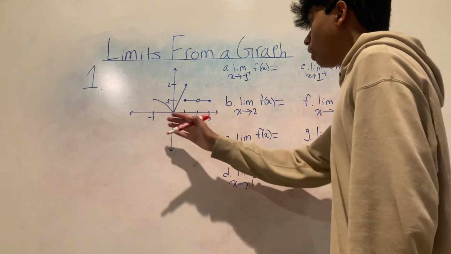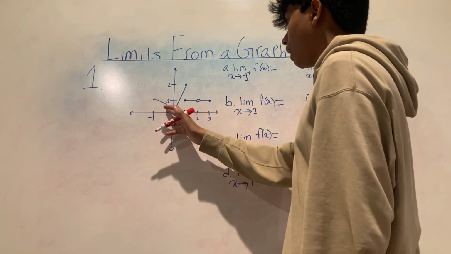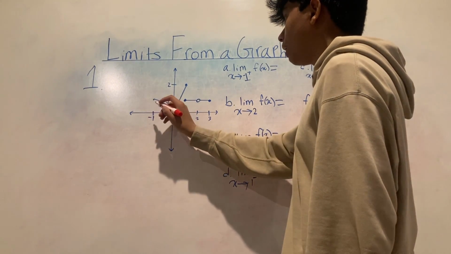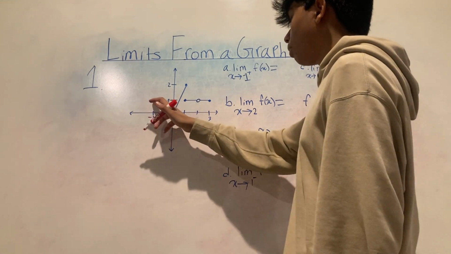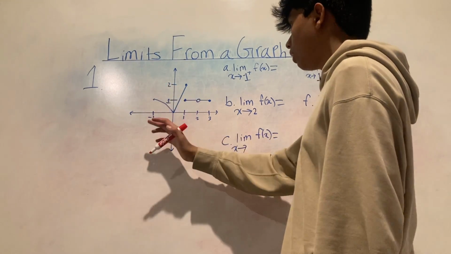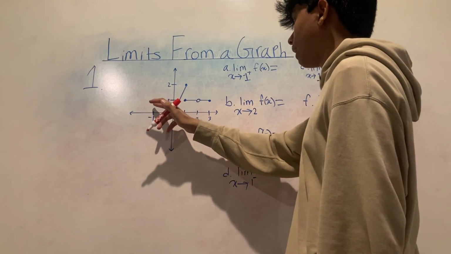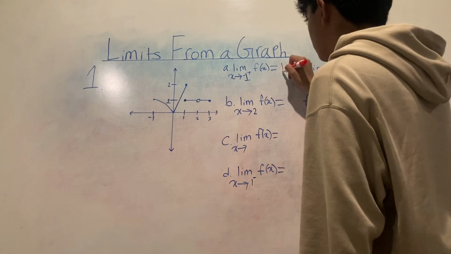And now, to find the limit, we just see if there's a graph and if it goes up to that point, and it doesn't matter if it's a hole or a point. All we have to know is, is there a graph going up to that point? And here there is. And now we just see what y value corresponds to that, and that is 1. So that's why this is going to be 1.